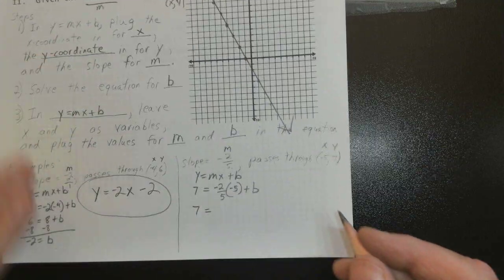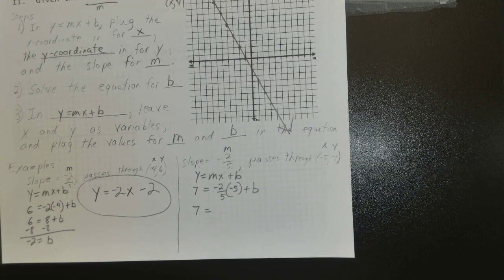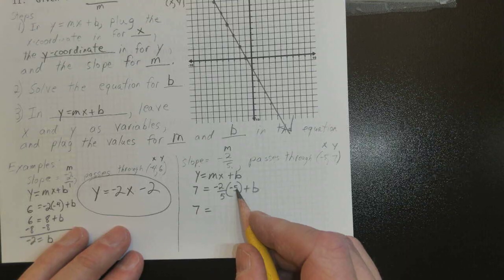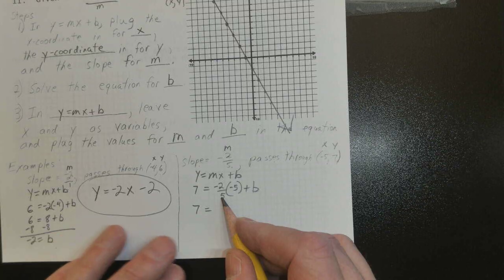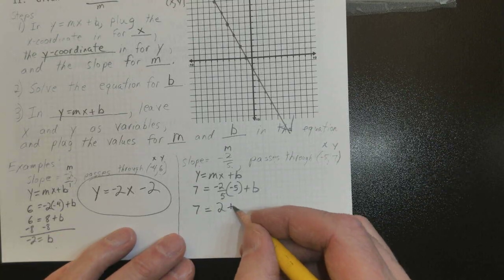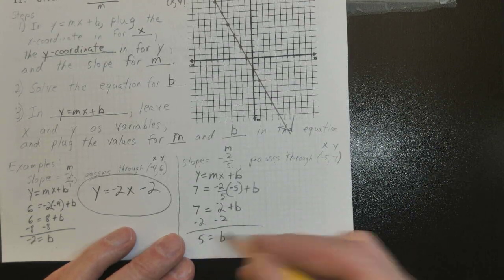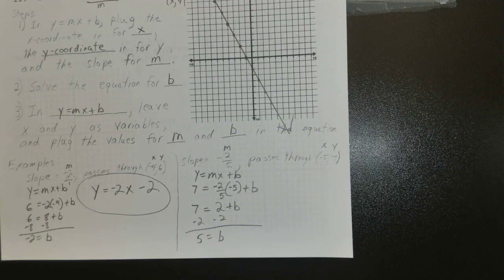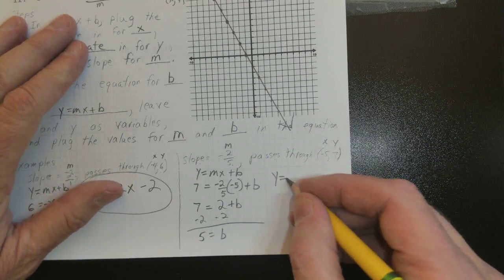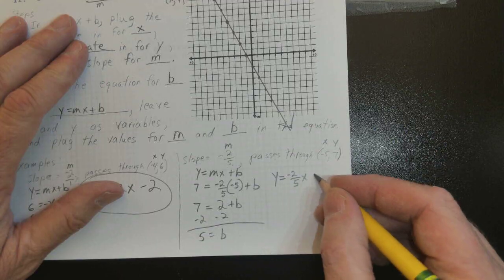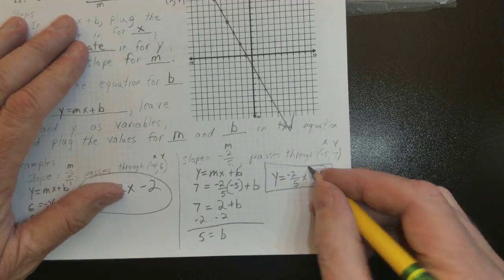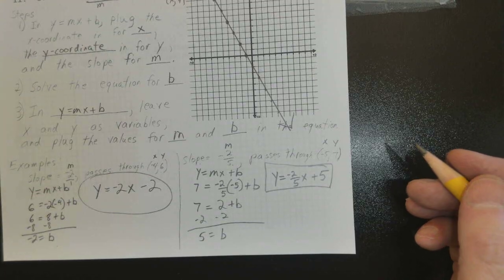And I need that calculation. What's negative 2/5 times negative 5? Good question. Well, negative 2 times negative 5 is 10. 10 divided by 5 is 2. 7 equals 2 plus b, so I'm going to subtract 2 from both sides. And I have my value for b. It's 5. My value for m is negative 2/5. And I'm leaving x and y as variables. All good there?